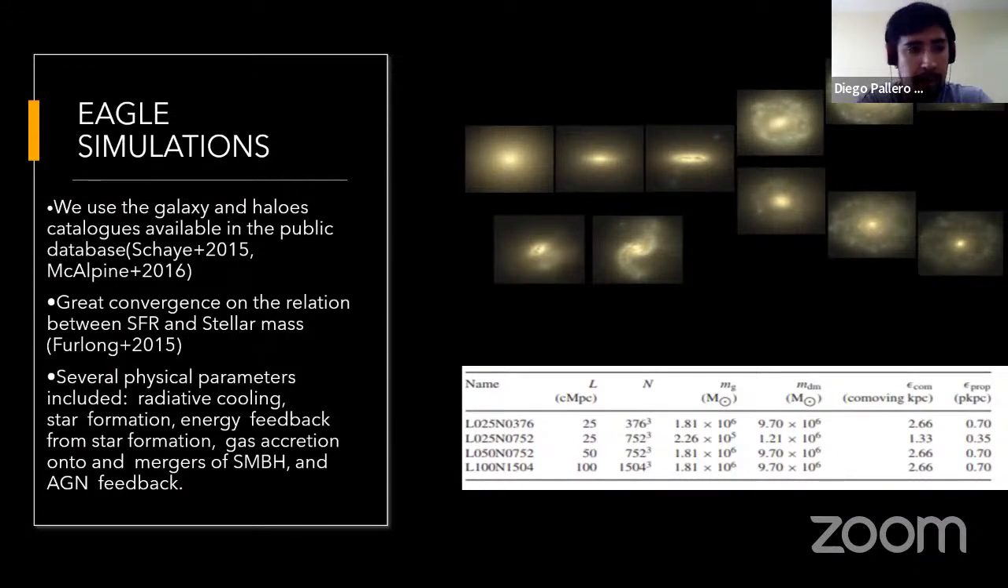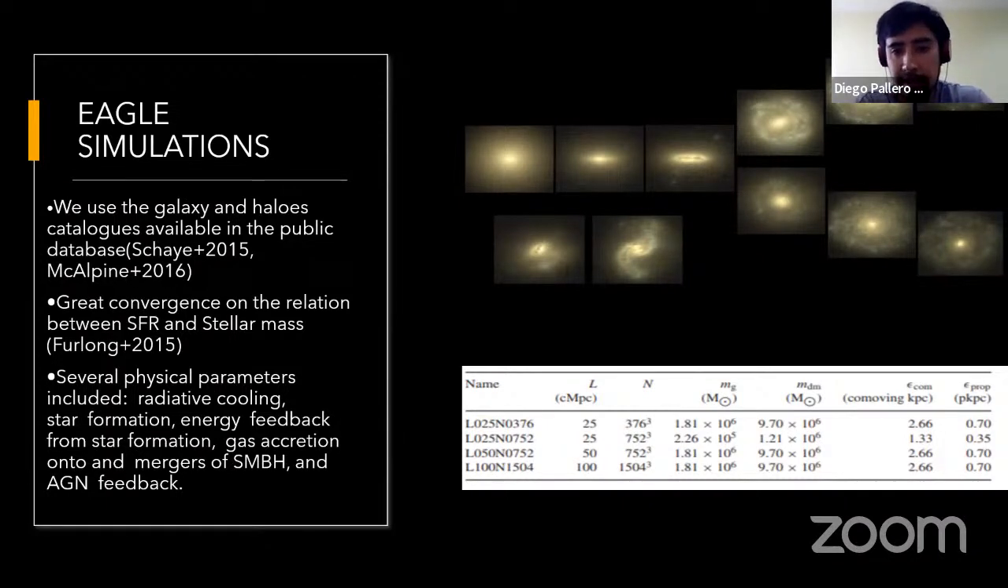In this talk, the results presented, I will be using two different simulations. The first one are the Eagle simulations. It's a 100 megaparsec box, full physics hydrodynamical simulation with a mass resolution of around 10 to the 6. So we are able to resolve galaxies as small as 10 to the 8 solar masses, which enters the dwarf kind of regime.